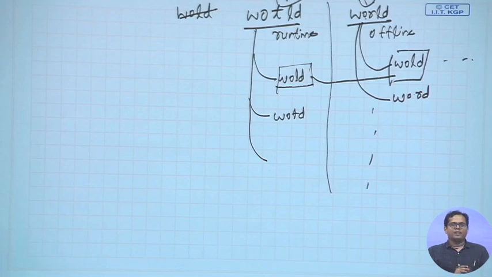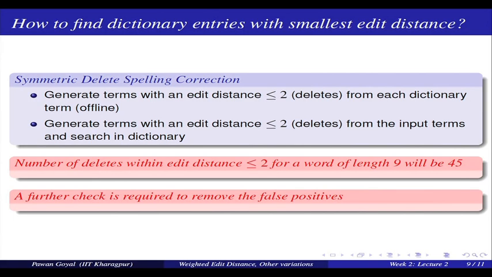So yeah, if you take number of deletes of 2 for a word of length 9, it will be at most 45. So this is not a very big number. So this is one approach that you can use for finding out all the possible dictionary terms within some edit distance efficiently at runtime. Okay.